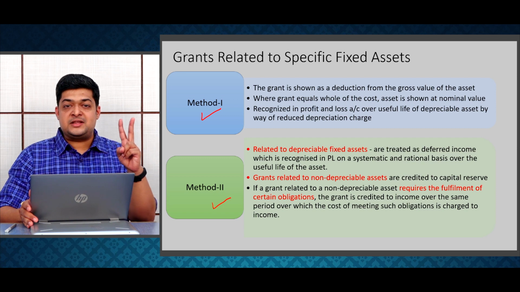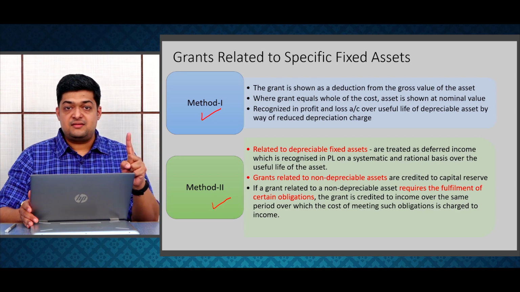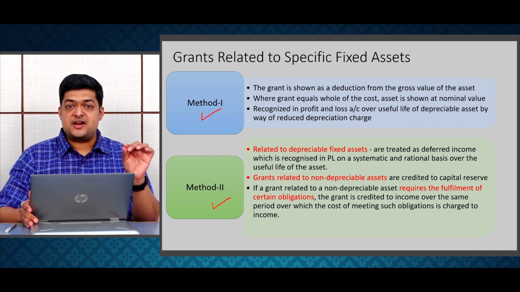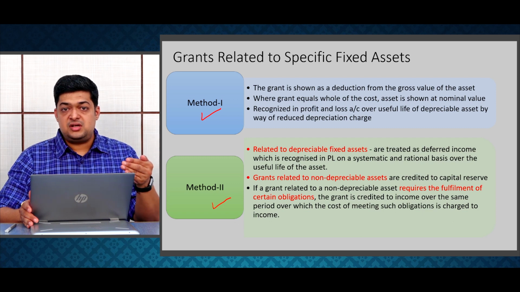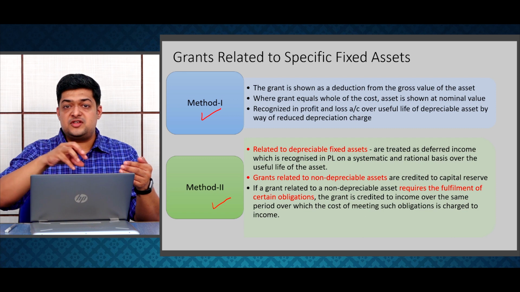So understand this method 2 very clearly. Grant, if it relates to a depreciable fixed asset, in method 2, we do not reduce from the carrying amount of the fixed asset, rather we credit that to deferred income account. And as we charge depreciation, we credit profit and loss account by way of reversal of this deferred income.